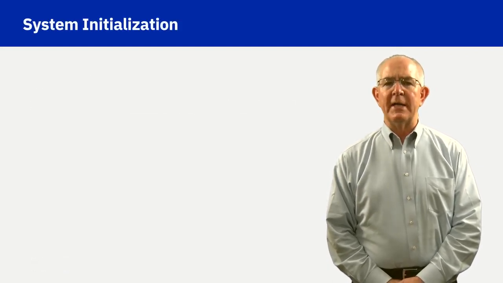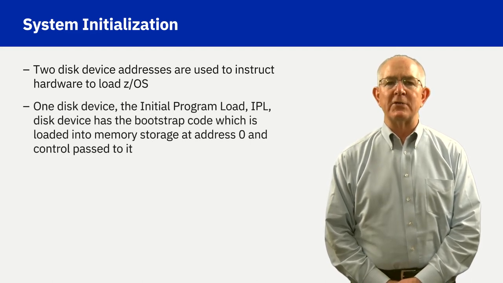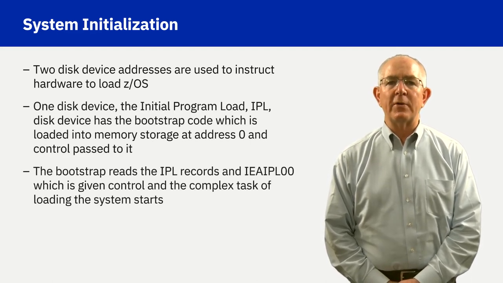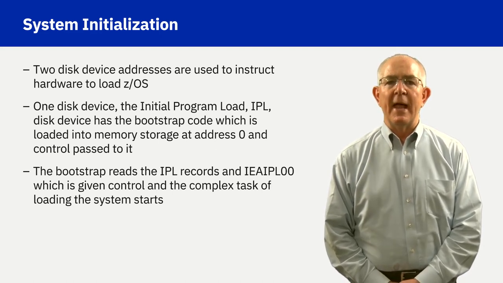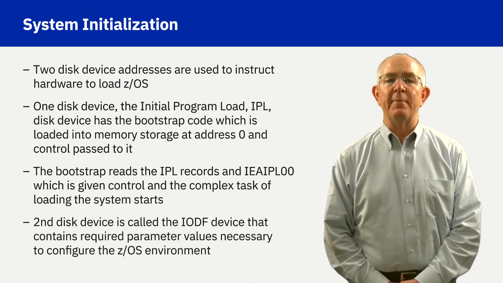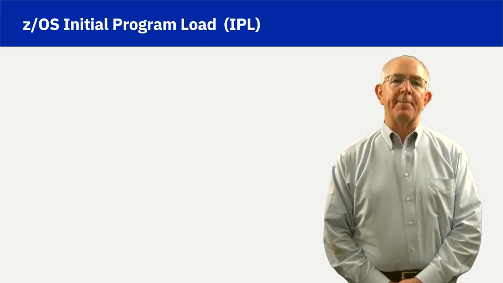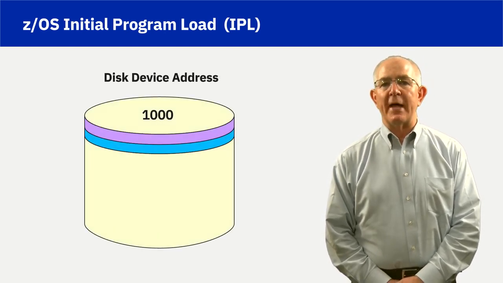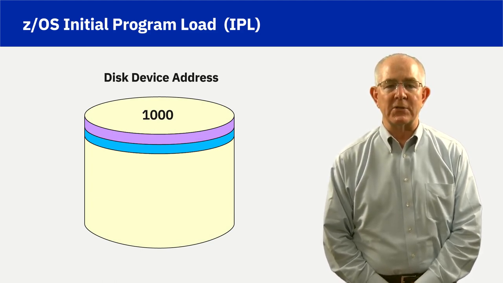zOS startup needs 2 disk device addresses. 1 disk device has a bootstrap located at the beginning cylinder of the disk device. A second disk device has the load parameter information. When you power on your workstation to start up the operating system, a disk device with a boot record is required to begin the process.